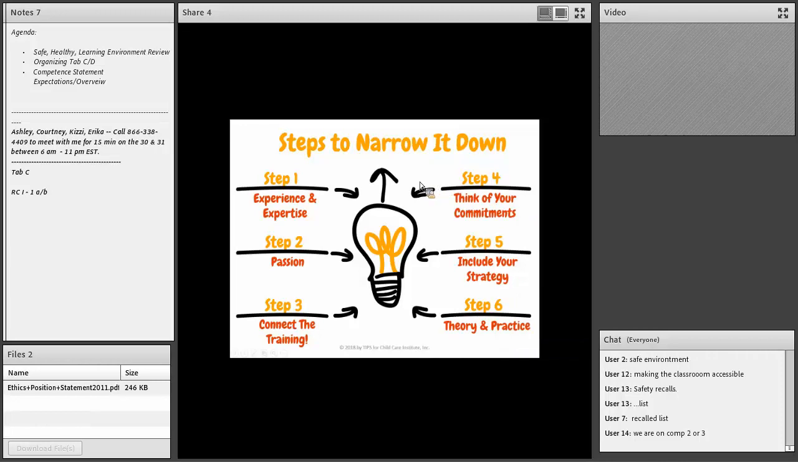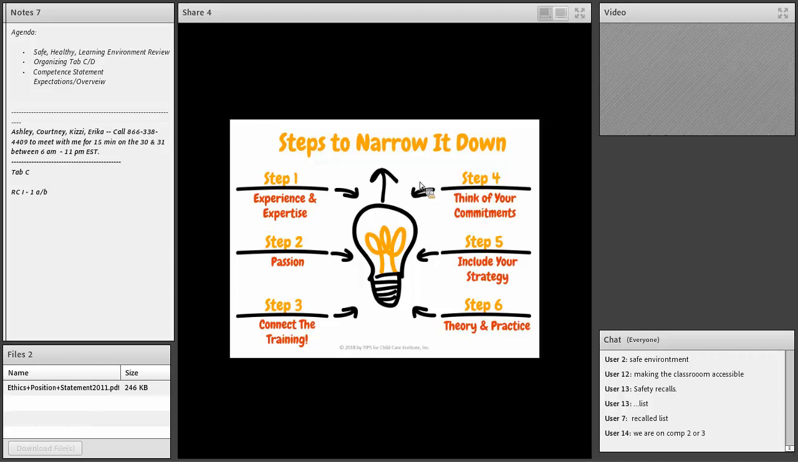So as you write your competency statements with us or for course credit, you want to make sure that you've narrowed down what it is that you're looking for. So for example, when you wrote the safe, healthy, and learning environment competency statement, you should have been able to narrow it down and use certain particulars. So what we're looking for in competency statements as an expectation for course credit is we want to see something about your experience and your expertise.